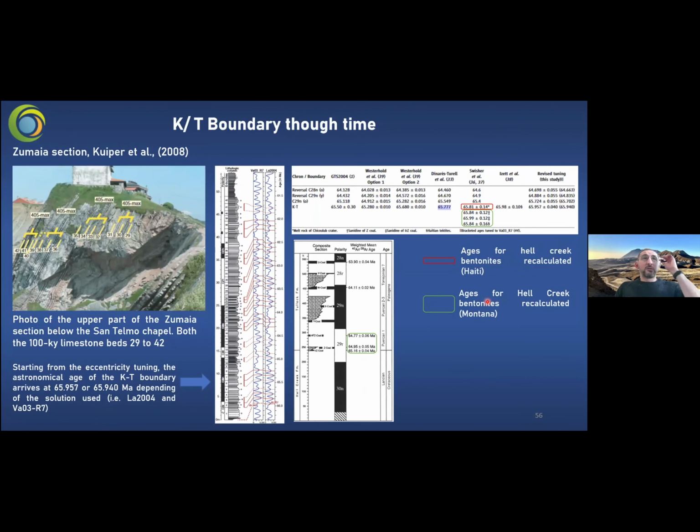And in 2008, of course, the work of Kuiper changed the ages by changing the age of the Fish Canyon Sanidine. And by looking at the Sumaya section, the KT boundary should be 1 million years older than the argon-argon. But by using the Fish Canyon Sanidine and the Min et al. age, and recalculating the ages already published, Kuiper arrived at ages that are pretty much the same as the astronomical solution.